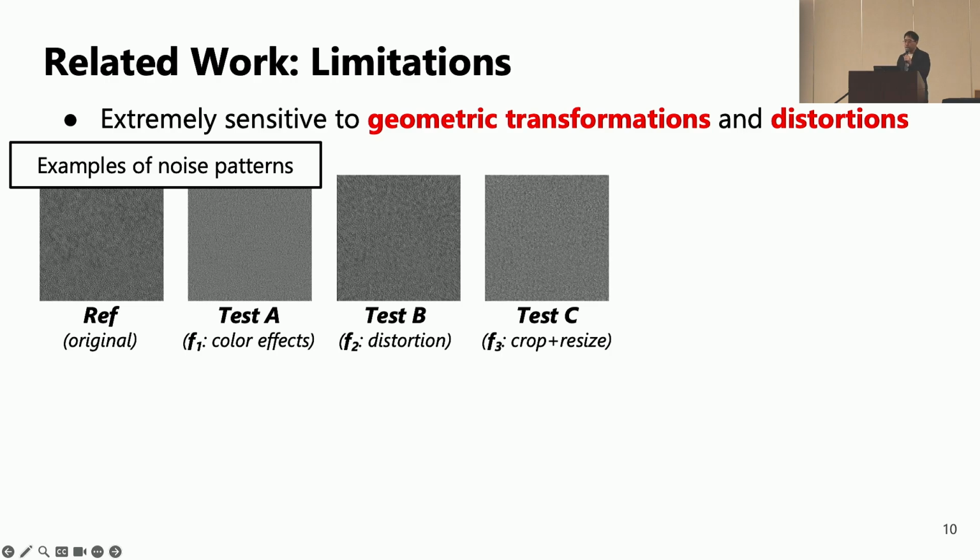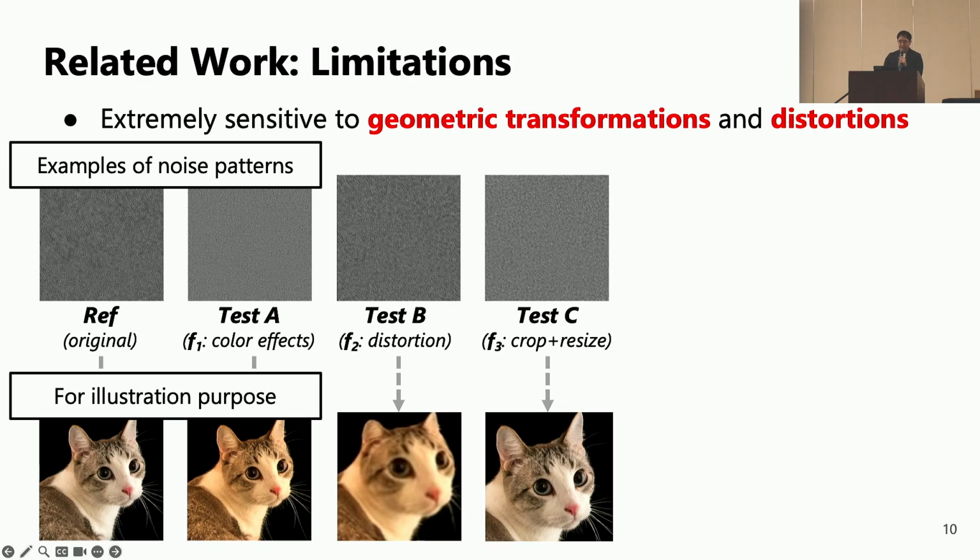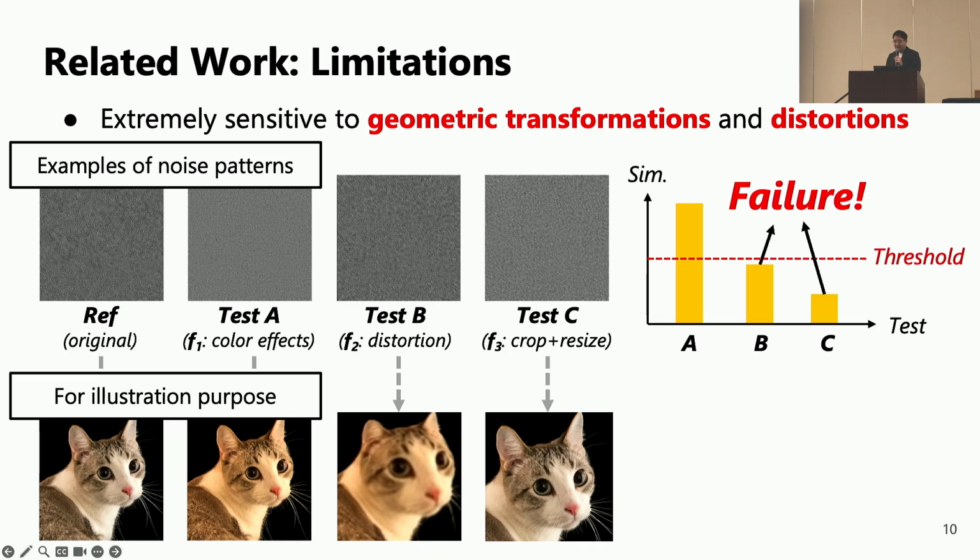Now, let's take a closer look with a simple experiment. We apply 3 different edits to an image and then extract the noise patterns. These are the noise patterns. In case you cannot see the changes clearly, we also provide the corresponding RGB images for illustration. Test A shows color effects, test B shows geometric distortion, and C shows simple cropping and resizing. You can notice that for B and C, the similarity drops below the threshold, causing the match to fail.